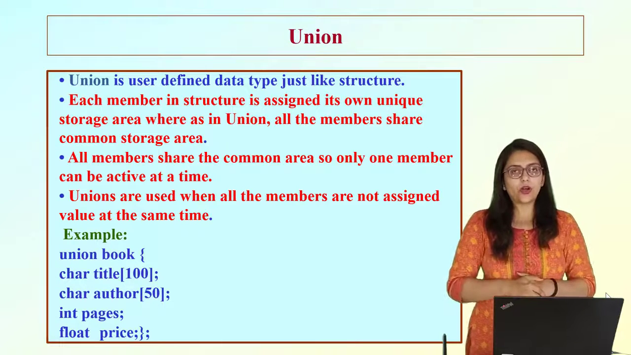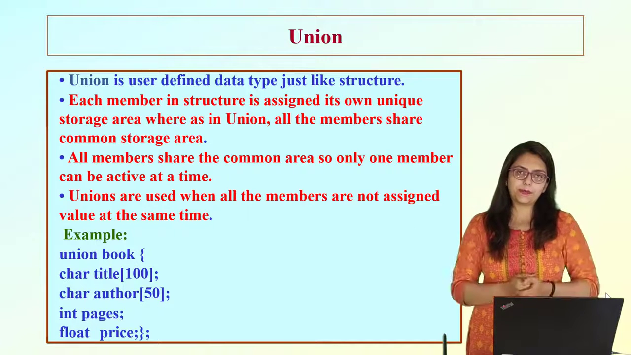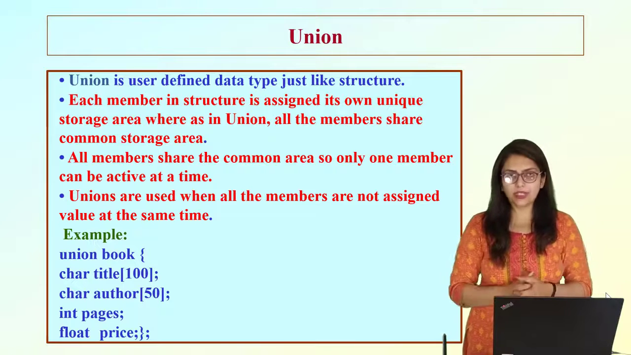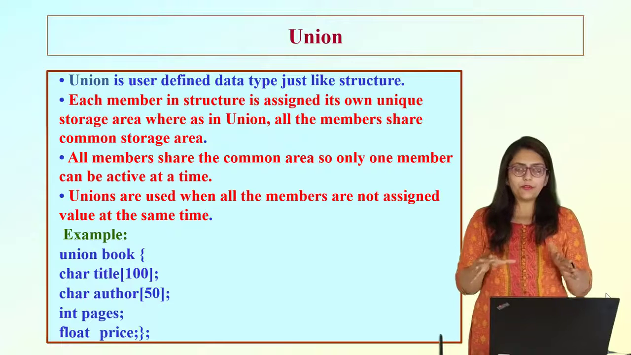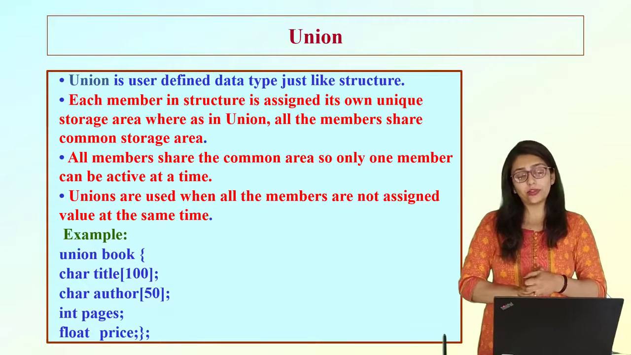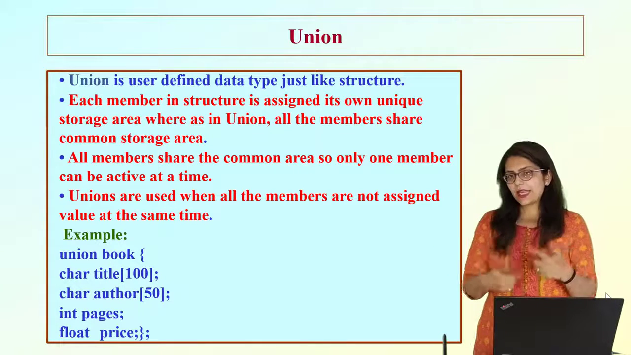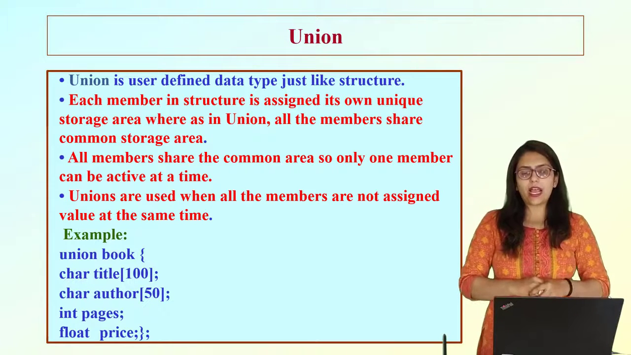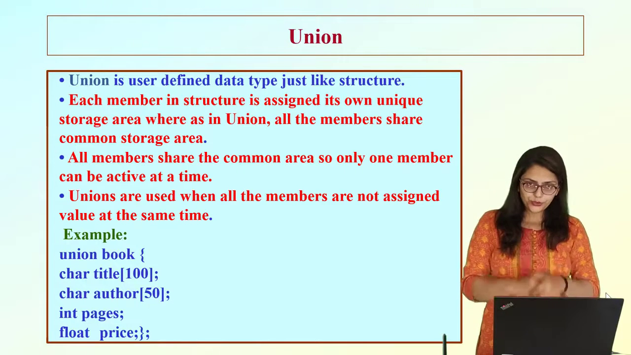But this is not the case in union. In case of union, they are given common space. So only one member can be accommodated at the same time. If you want to access one member at a time, it will be okay. But if you want to access all of the members at the same time, it is not possible in case of union, but it is possible in case of structure. So all members share the common area, and only one member can be active at the same time in case of unions.